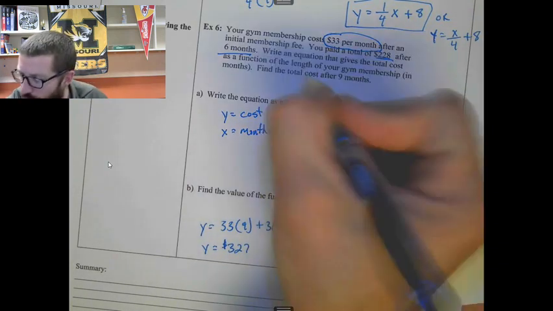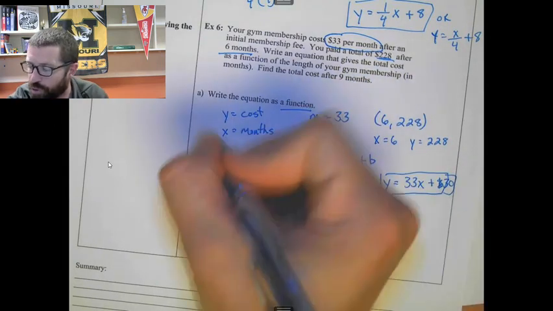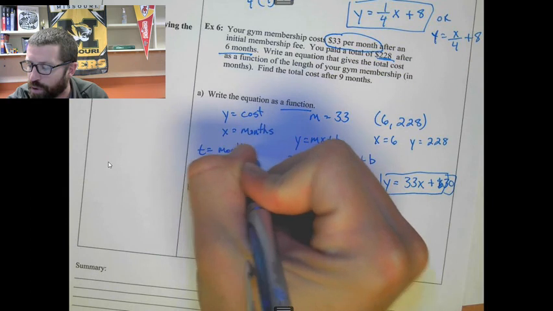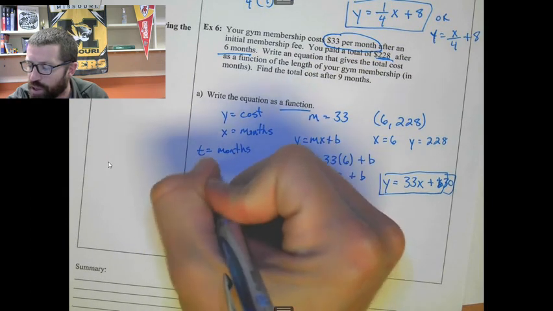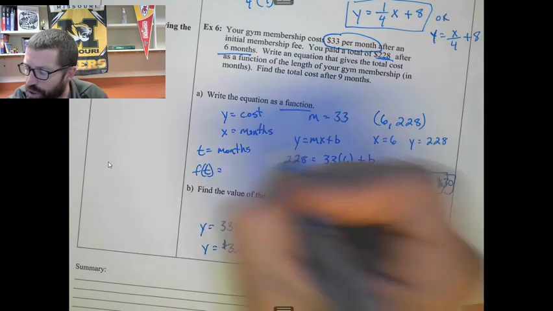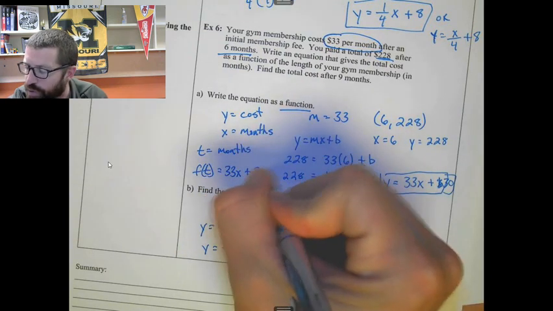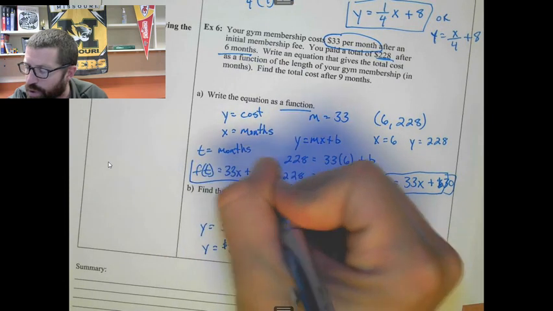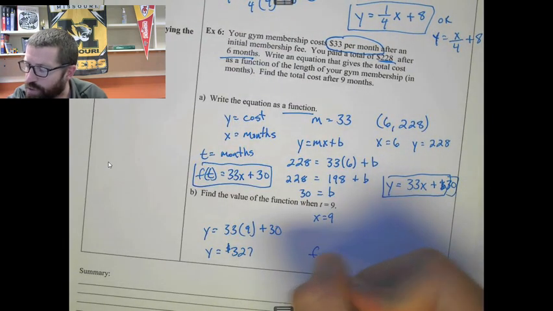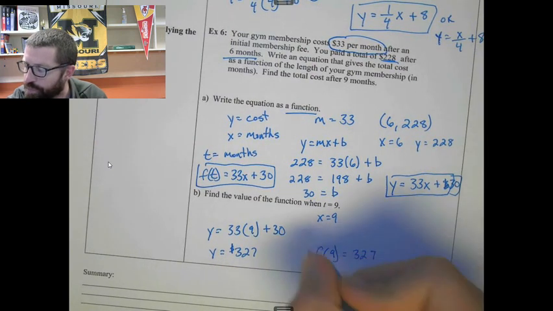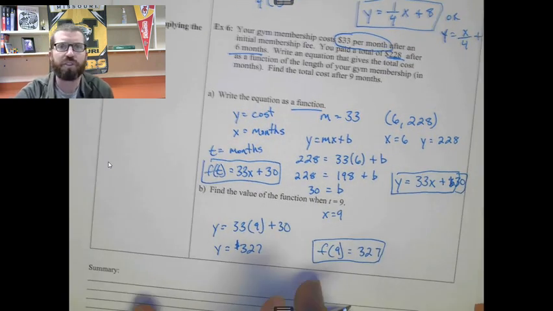As a function, so I misread that. So as a function, let's use function notation. So t is months, and that means f of t would be 33t plus 30. And then we could write this as f of 9 is equal to 327. Just to practice using that function notation.